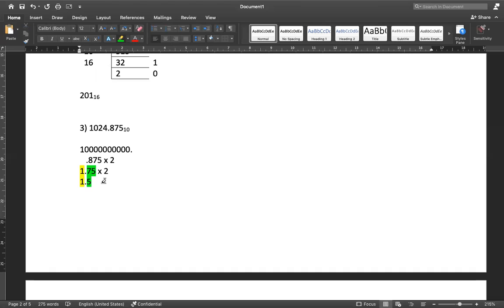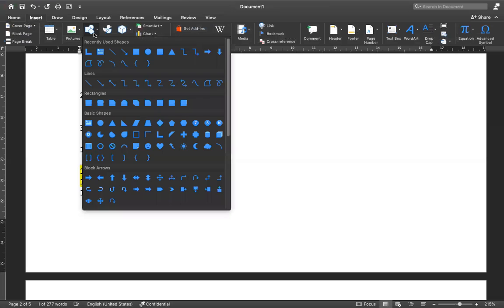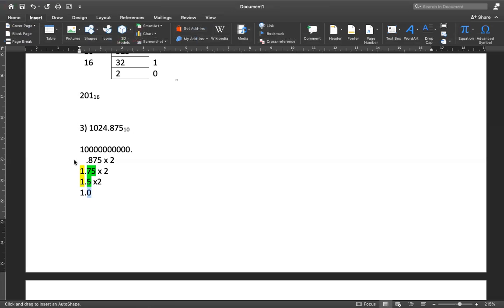So what is the value? 0.5 into 2. 1.0 basically. When you get 0, you have to stop and take from top to bottom. Top to bottom means take from here to here.